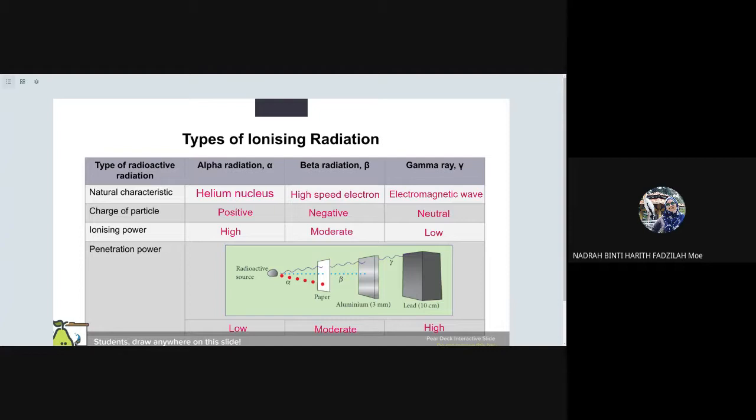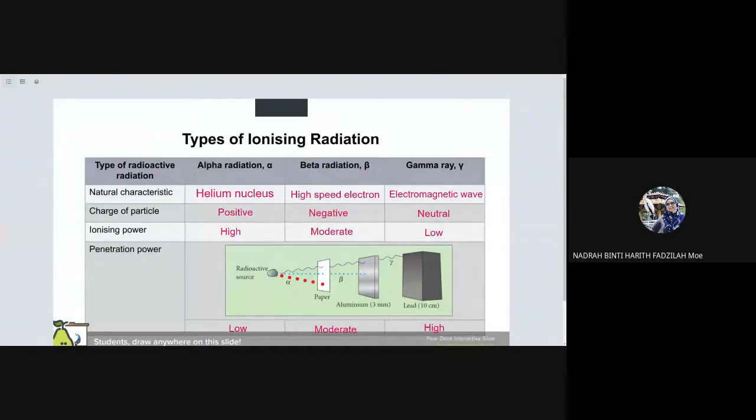That is why we can see here the difference in characteristics can be due to whether it is positively charged or negatively charged or neutral, and also it is due to the quote unquote weight of the particles in the radiation. So alpha is the heaviest because it has two types of particles, proton and neutron, followed by the slightly lighter beta radiation because it consists of electrons.